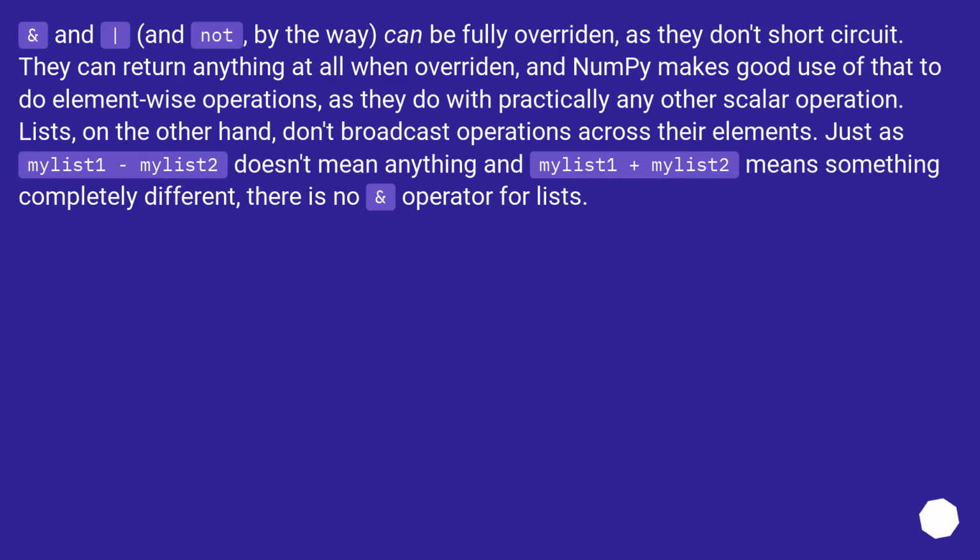& and |, by the way, can be fully overridden, as they don't short-circuit. They can return anything at all when overridden, and numpy makes good use of that to do element-wise operations, as they do with practically any other scalar operation. Lists, on the other hand, don't broadcast operations across their elements. Just as [-1, -2] doesn't mean anything and [-1] plus [-2] means something completely different, there is no & operator for lists.